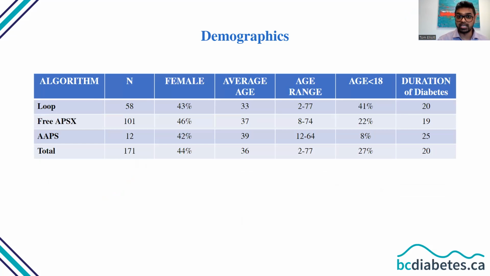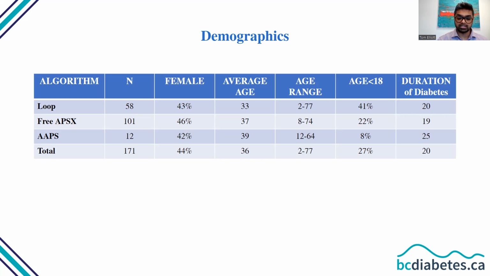Let's look at demographics now. This slide and the next 8 slides all show 4 rows of data, a row for each of the 3 open source APS apps, and at the bottom, a row labeled total with the combined data of all 3. Looking at the totals, of our 171 subjects, 44% were female, average age was 36, average duration of diabetes was 20 years, and 27% were of pediatric age.